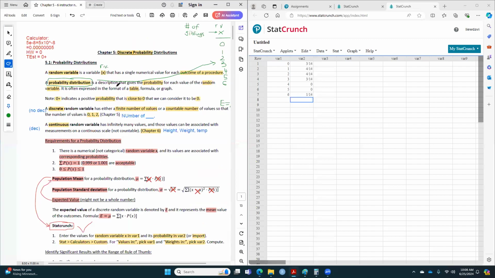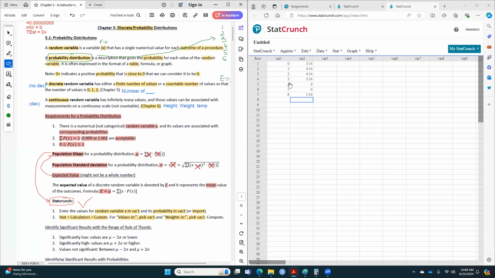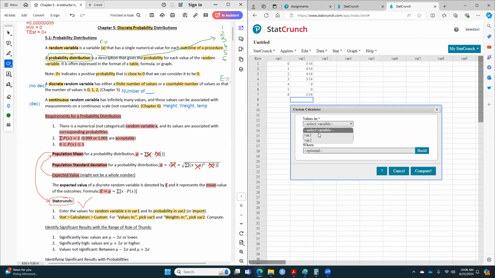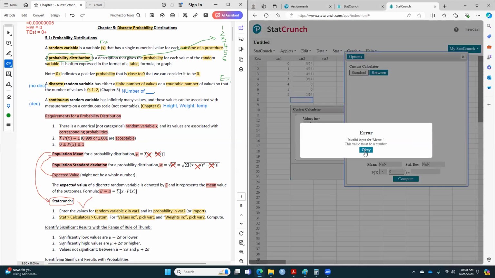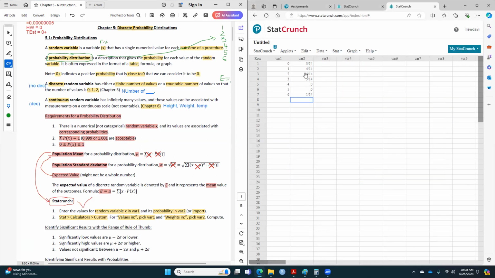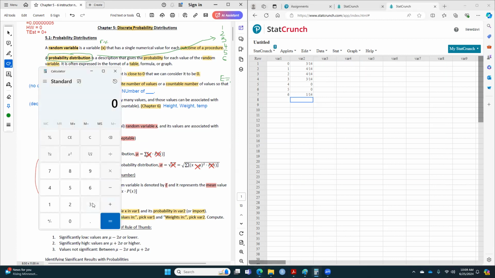Okay, we'll see. Once you enter these two in var1 and var2, you go to Stat, Calculators, Custom, which is at the very end there. And the values in var1, weights in var2, and compute. Yep, I think that's the reason why there is an error here, because I need to convert this into decimals. So I'm going to change it to decimals.